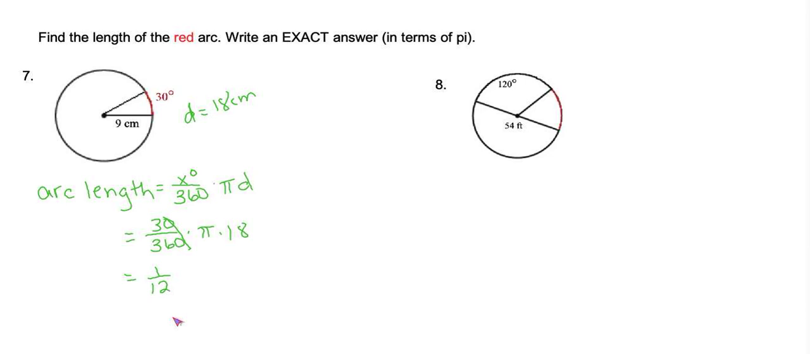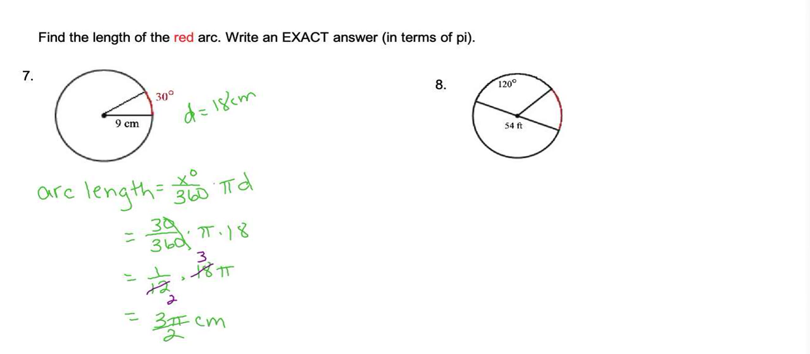And the whole circle has circumference 18 pi. So what is 1/12 of 18 pi? Well, I would just simplify here. This has a common factor of 6. 6 goes into 12 2 times. 6 goes into 18 3 times. So that's just going to leave us with 3 pi over 2. So we're supposed to have this exact answer. So this is my exact answer form. And of course, it's a linear measure, so it's going to be in centimeters.